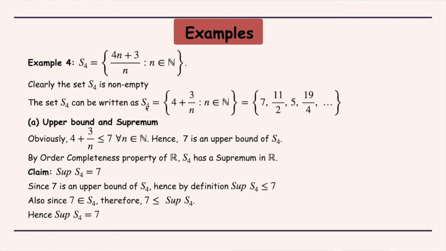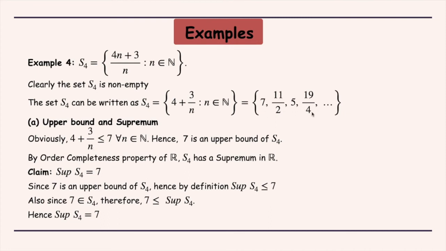Now we can also write this set S4 like this. It has all the elements of the type 4 + 3/n, where n is a natural number, and if we substitute values of n as 1, 2, 3 and so on, we get these elements in the set S4. Now we first talk about the upper bound and supremum for the set S4. We can obviously see that this expression 4 + 3/n is less than or equal to 7 for all n belonging to the natural numbers. That's because n, which has a starting value of 1, gives this number a value 7, and then when you increase the value of n, this goes on decreasing.